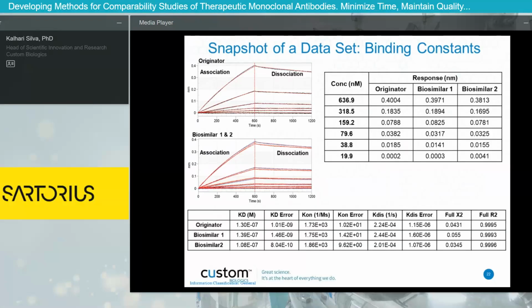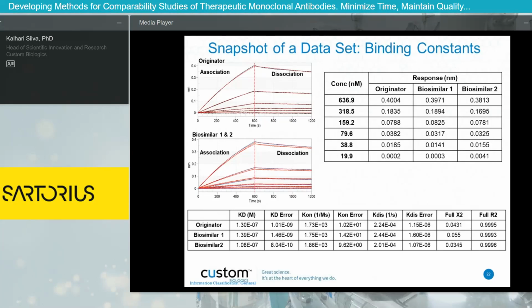So this is a snapshot of how the data looks. Our task was to compare our originator to 2 different biosimilars. So the 3 mAbs, the originator, biosimilar 1 and biosimilar 2, were loaded onto protein L biosensors at 5 micrograms per ml until a BLI measurable signal of maybe about 1 nanometer was achieved, and then dipped into one preparation of macrophage mannose receptor. It's the same concentration that we used on the previous slide, but it is in nanomolar concentration, which is important for the calculation of our affinity constants.